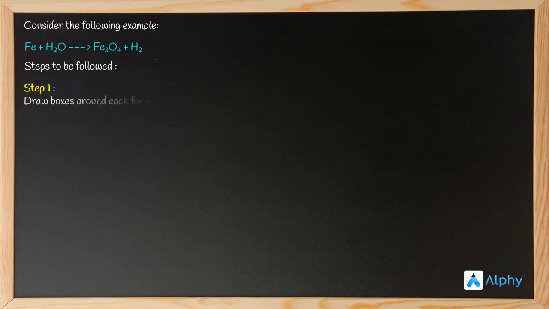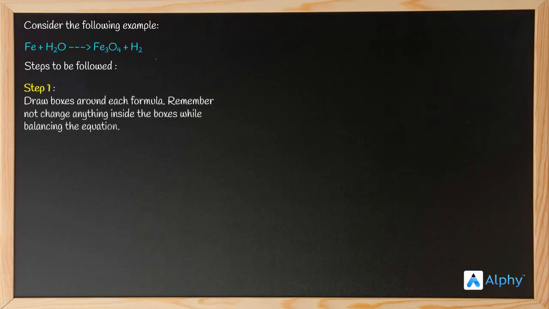Draw boxes around each formula. Remember not to change anything inside the boxes while balancing the equation. This is quite important because while balancing the equation, we cannot manipulate the content inside the box. So I have drawn the boxes around each formula. And remember that we can only multiply or divide the coefficients of these compounds or these formulas.